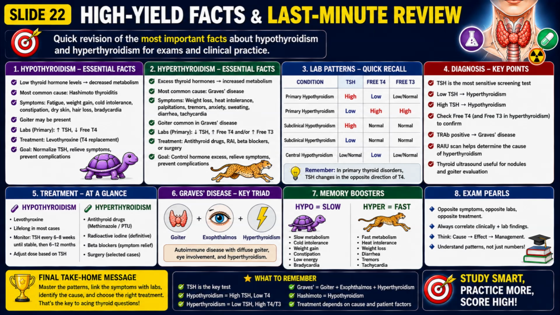In hyperthyroidism, excessive thyroid hormones increase metabolic activity. Patients commonly experience weight loss, heat intolerance, excessive sweating, tremors, palpitations, anxiety, and frequent bowel movements. The most common cause of hyperthyroidism is Graves' disease. Laboratory findings typically show low TSH and elevated free T4 and T3 levels. Management may include antithyroid drugs, radioactive iodine therapy, beta blockers, or surgery. One of the most important examination concepts is understanding the relationship between TSH and thyroid hormones.